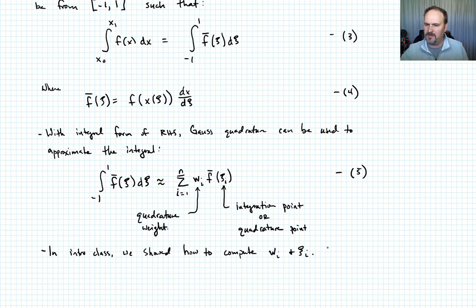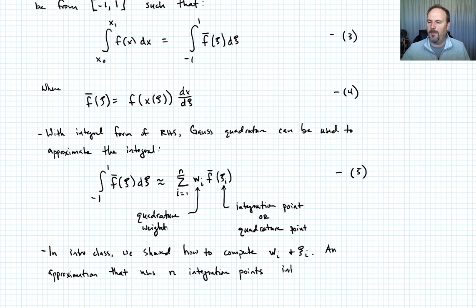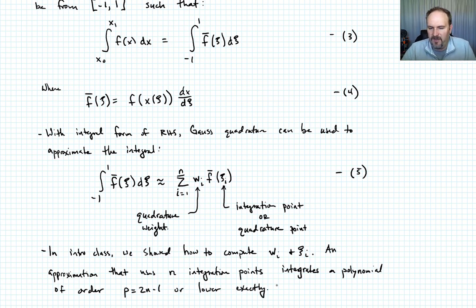So what we can say is that an approximation that uses n Gauss points, or quadrature points, integrates a polynomial of order p equals 2n minus 1 or lower exactly. Okay? So for example, if I use 2 Gauss points, then 2 times 2 is 4, minus 1 gives me 3, so I can integrate a third order polynomial exactly with 2 Gauss points.